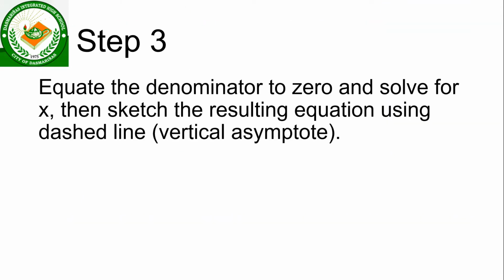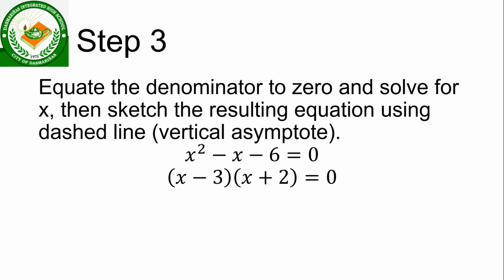For our step number 3, we have to equate the denominator to 0 and solve for x. Then sketch the resulting equation using a dashed line. So we are going to equate the denominator to 0, which is x squared minus x minus 6 equals 0. By factoring, we have x minus 3 and x plus 2 as the factors of this quadratic trinomial. By the zero product property, x equals 3 and x equals negative 2. So these are the vertical asymptotes of the graph.